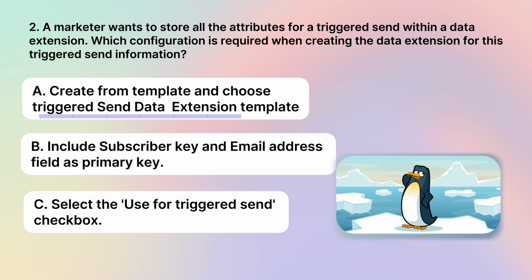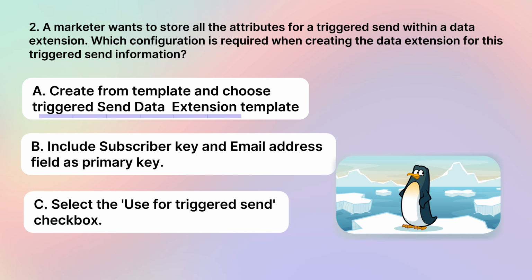The correct answer is create from template and choose triggered send data extension template. With include subscriber key and email address field as primary key, this answer option only specifies the primary key fields for the data extension, but does not mention anything about how to create the data extension or configure it for a triggered send. With the answer select the use for triggered send checkbox, this answer option only mentions a checkbox without explaining how to create the data extension or specify its attributes. It is not sufficient to meet the requirement mentioned in the question.